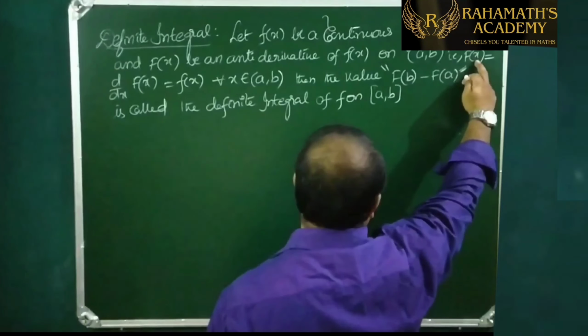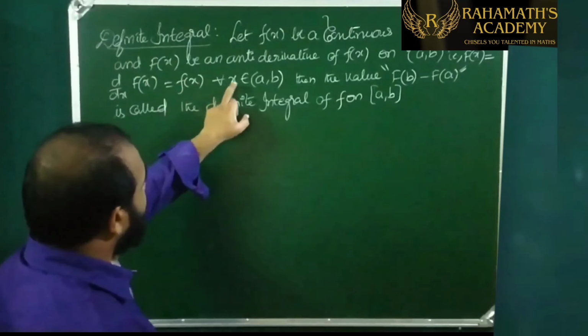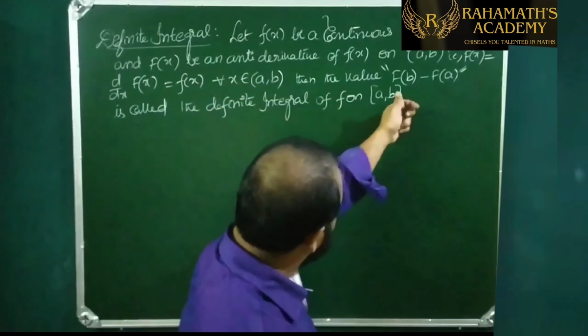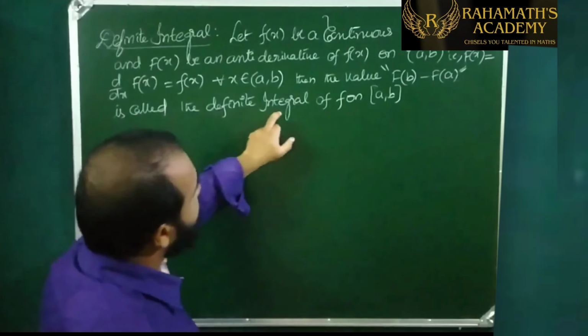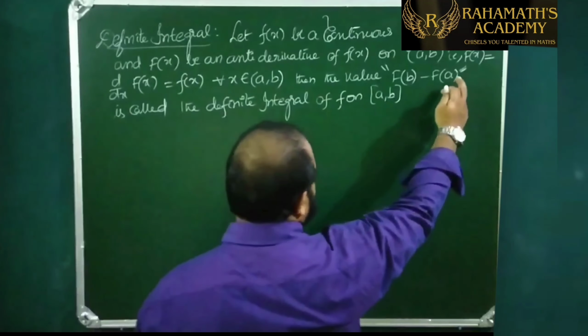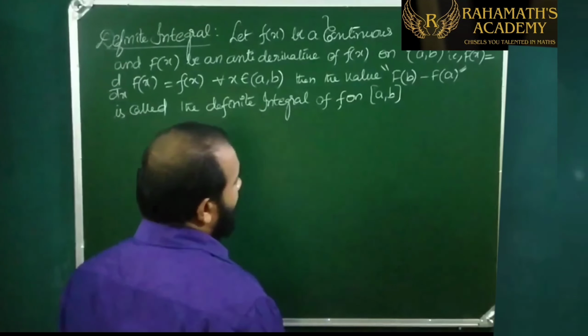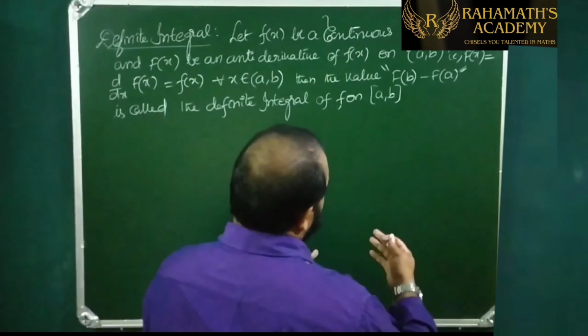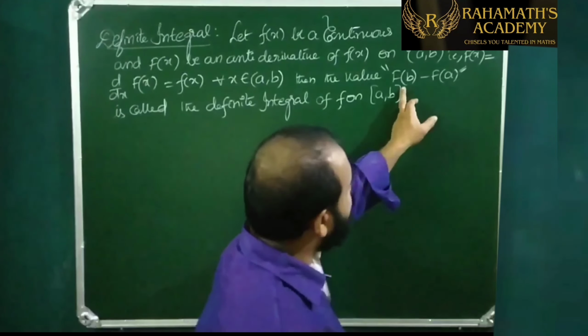What is F'(x)? d/dx of F(x) equals f(x) for all x belonging to [a, b]. Then the value F(b) minus F(a) is called the definite integral of f on [a, b]. Here there is no constant, unlike the indefinite integral where we get F(x) plus c. Here that c is not there.